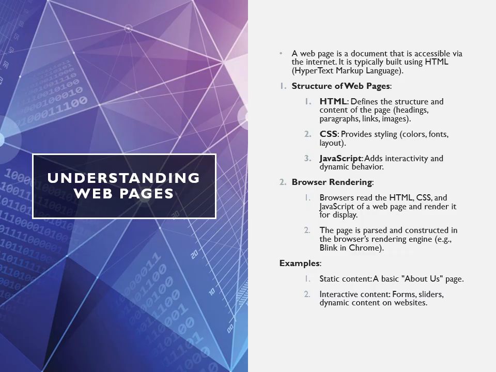Now, let's understand what web pages are. A web page is a document that is accessible via the internet. It is typically produced using HTML. HTML, which is another language for developing web pages, stands for Hypertext Markup Language. The structure of a web page consists of, one, HTML, two, CSS, and three, JavaScript.